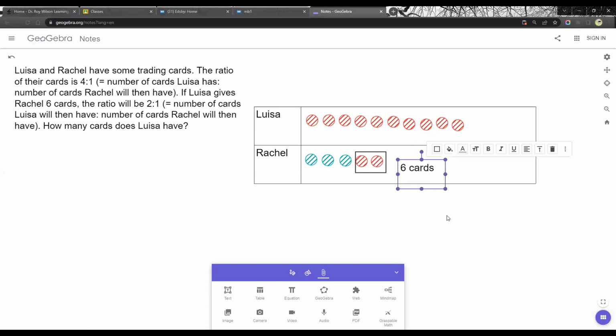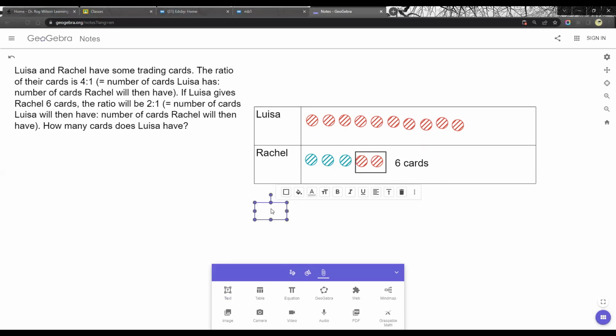It's very important, as to solve this problem, we need to know how many cards one circle represents. If 2 circles represent 6 cards, that means one circle must represent 3 cards. As this is an important finding, we'll write it down below the table. Each circle represents 3 cards.